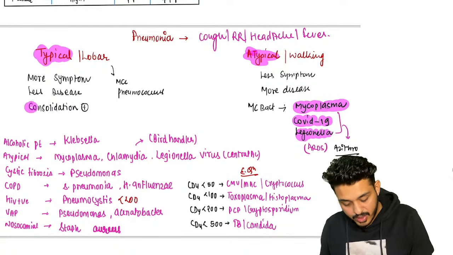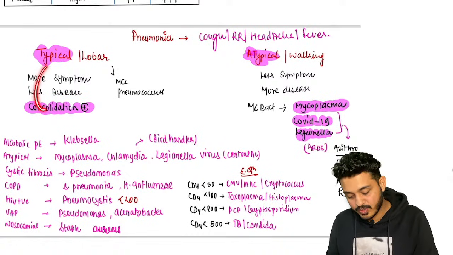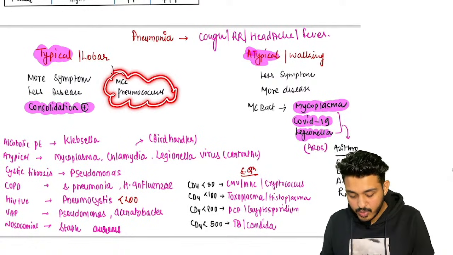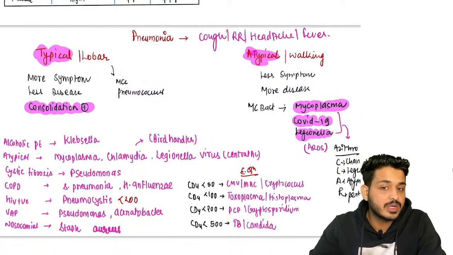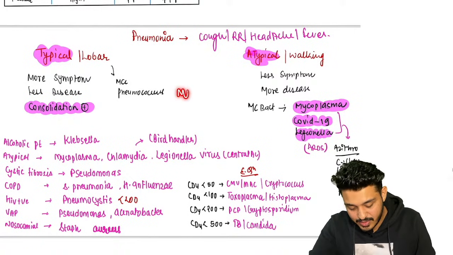Here the most important clue that you have to look for in the question: if consolidation is written, this is going to be in favor of typical pneumonia. The most common cause is going to be pneumococcus. Pneumococcus is the most common cause for pneumonia, and it is also the most common cause for meningitis.